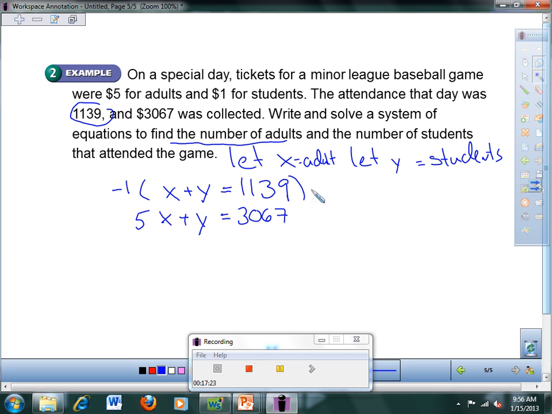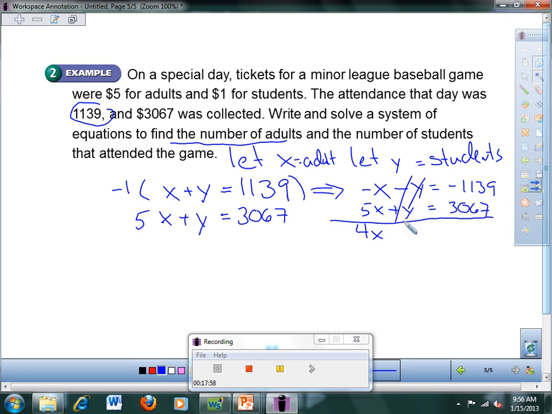And if I multiply that whole equation by -1, it becomes minus x minus y equals minus 1139. And this equation on the bottom stays as 5x plus y equals 3067. Okay? And then I add. What's minus x plus 5x? 4x. What's minus y plus y? No y. Okay? And then you add these, which you're really subtracting, right? Adding a negative and positive.